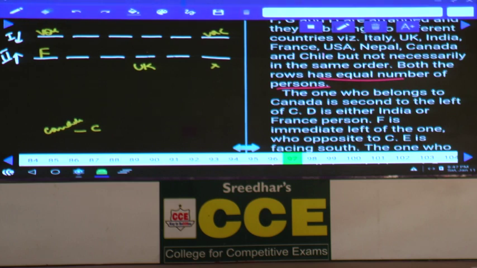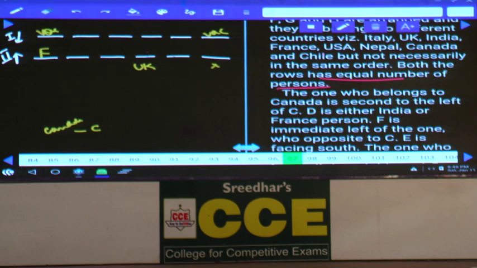Usually, in these puzzles, the rows are given: in row 1, A, B, C, D are the persons and P, Q, R, S are the persons in row 2. That will be given. But here, the information is not clearly specified. Now, we need to identify first who are the persons in row 1 and who are the persons in row 2. Then we need to identify how they were seated. Then the one who belongs to Canada sits second to the left of C.